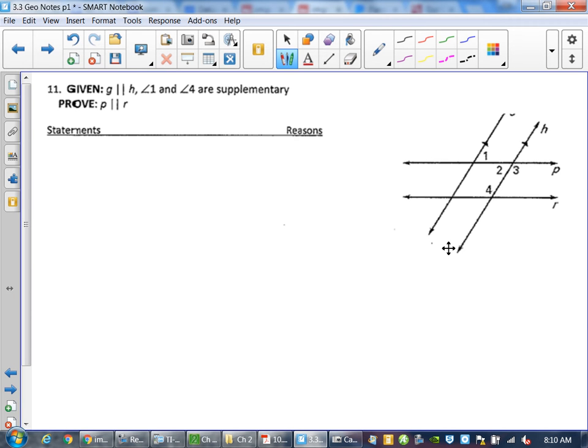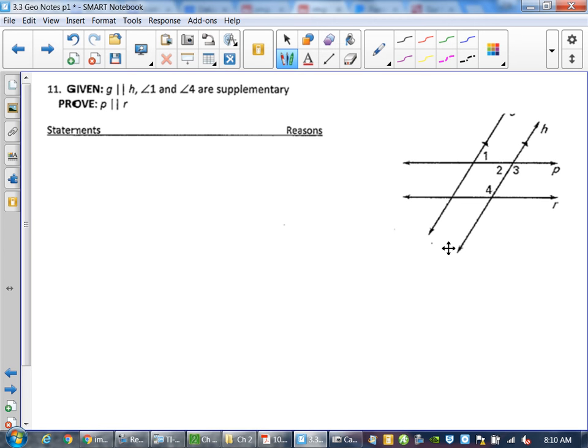Excuse me. What are you doing? In this one here, think about some of the other proofs that we've done lately that had given to you supplementary. What trick did we use that shortcutted a lot of supplementary the other day?